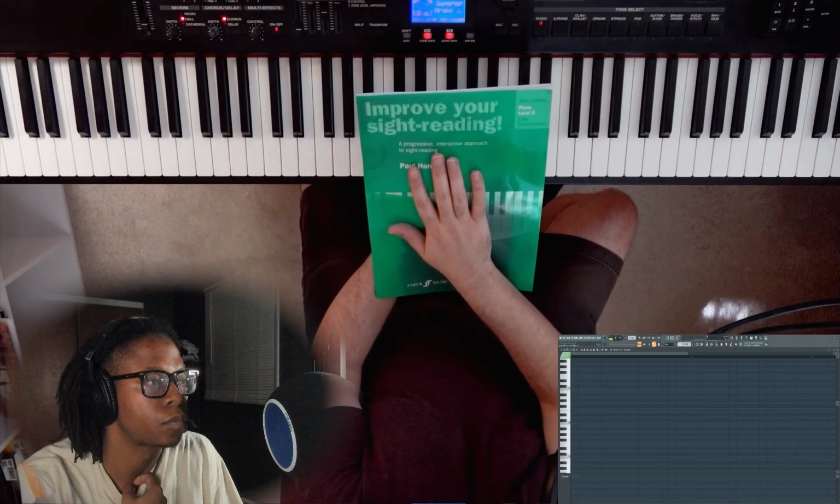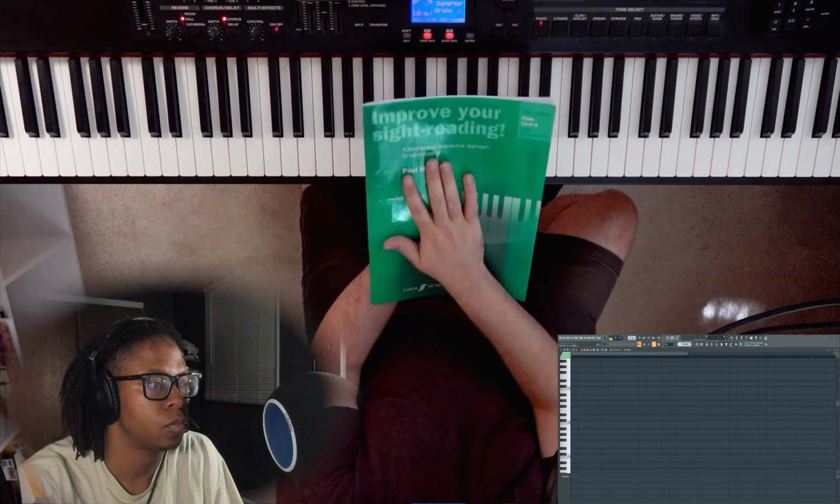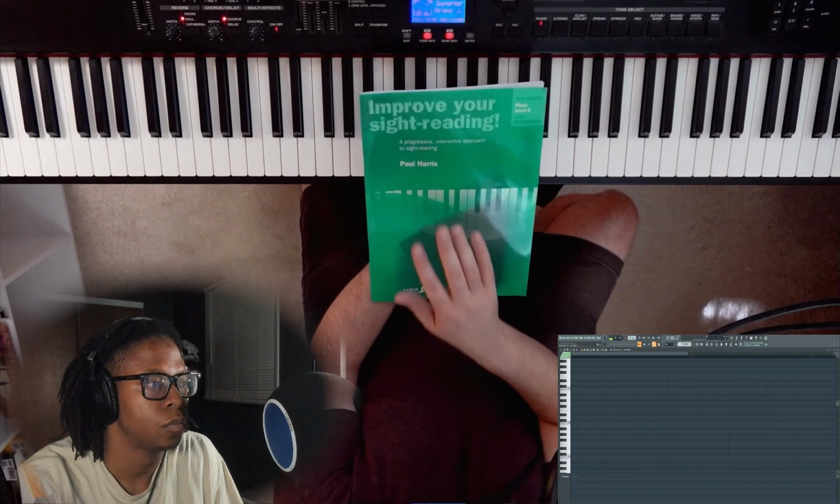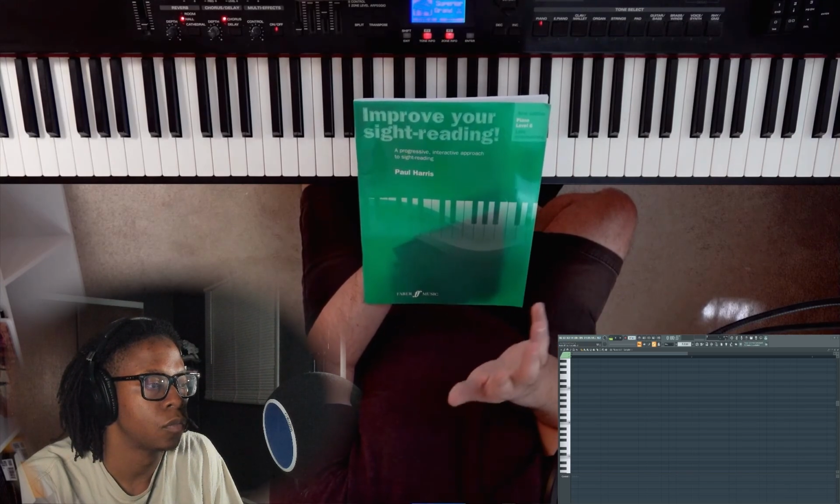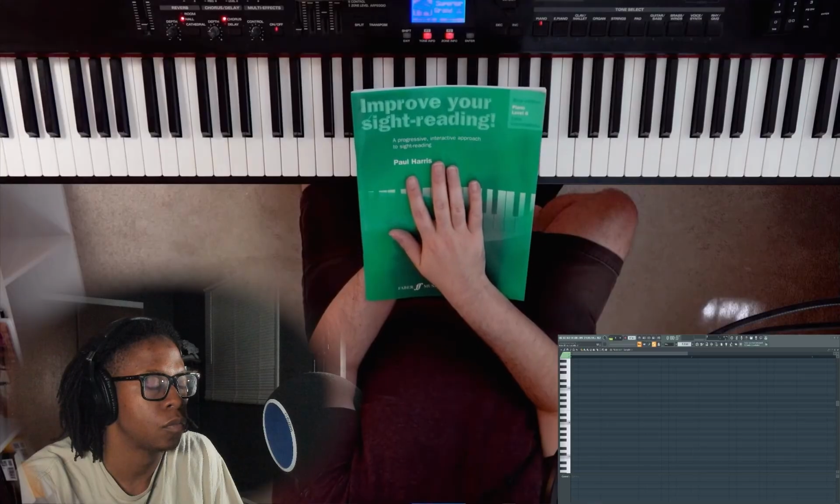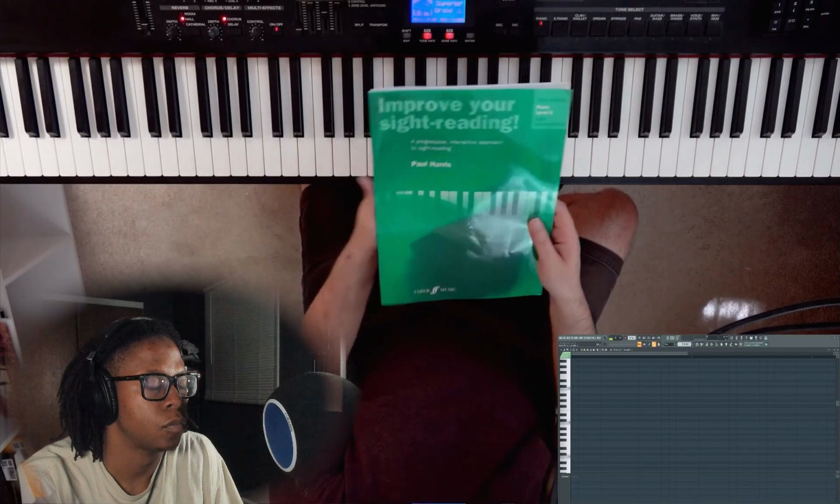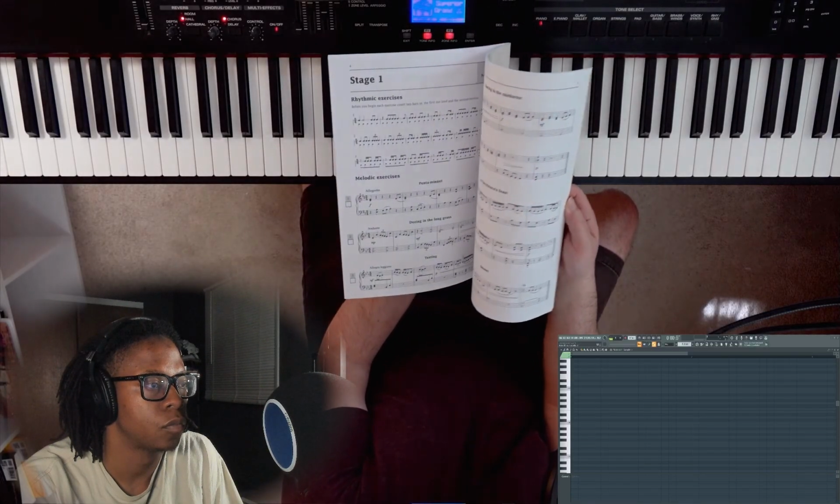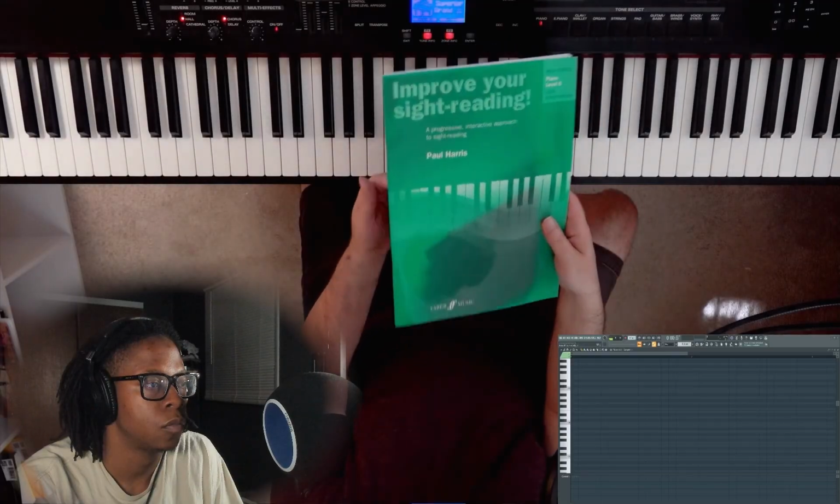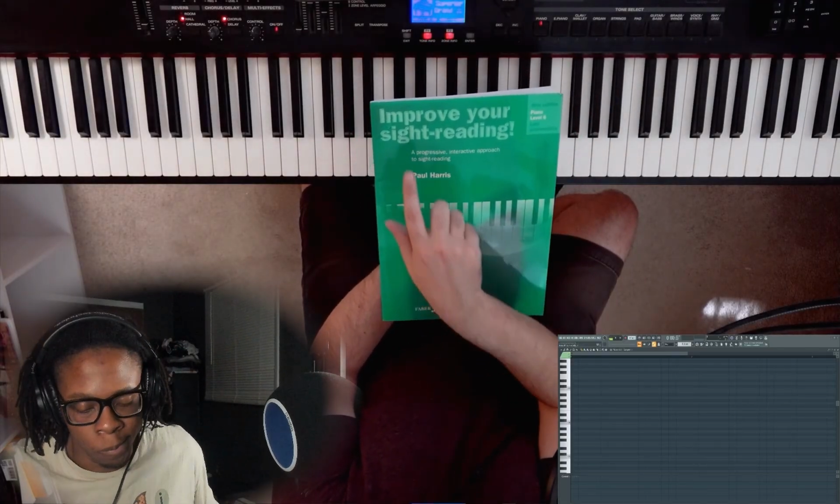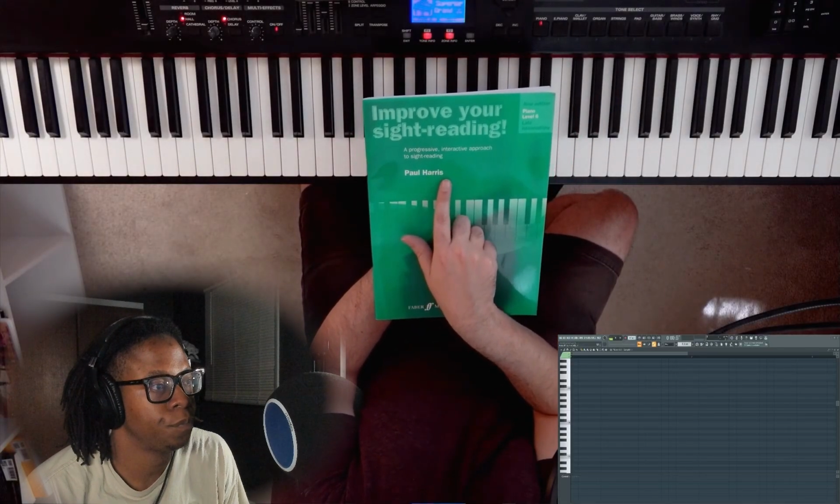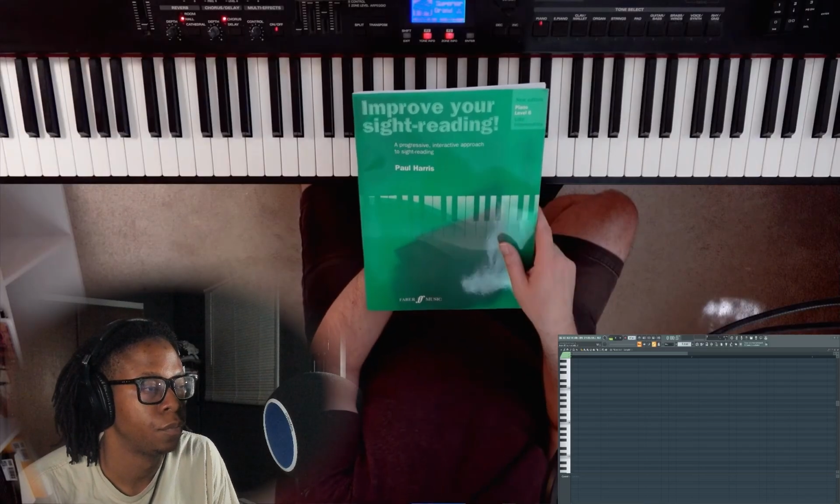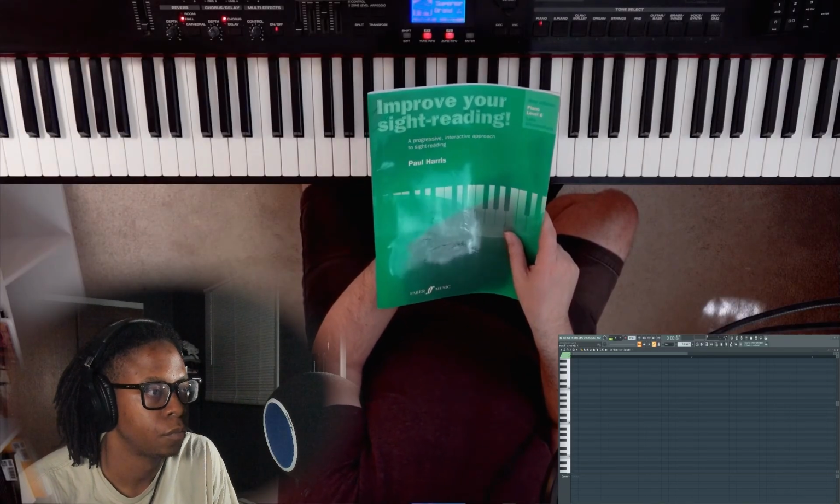And lastly, I would pick up a sight reading book. We're not going to talk a whole lot about sight reading today, but it is the most important skill while learning music, which is being able to read a piece of music from sight. And this sight reading book, I would start at level 1. It's called Improve Your Sight Reading by Paul Harris. This is book 6, but it starts with book 1, so make sure to get that one.